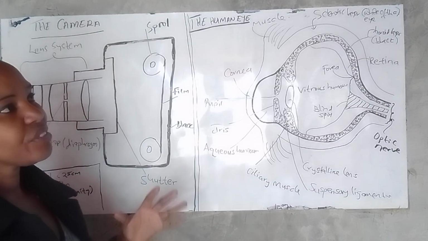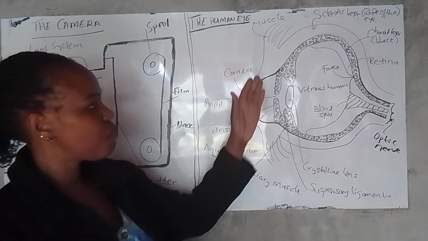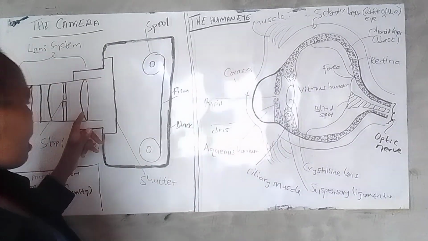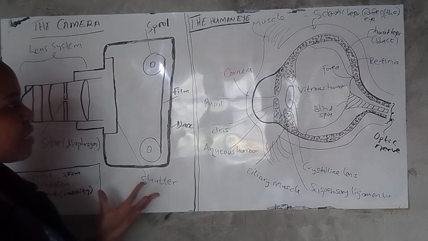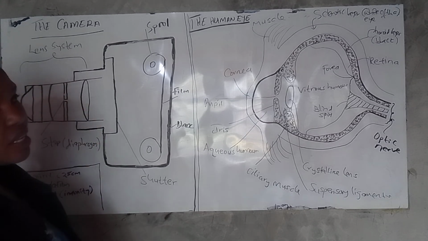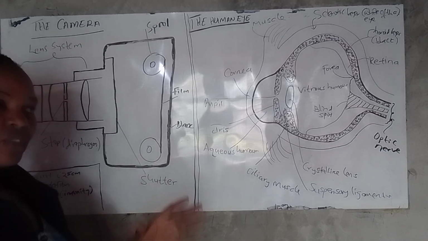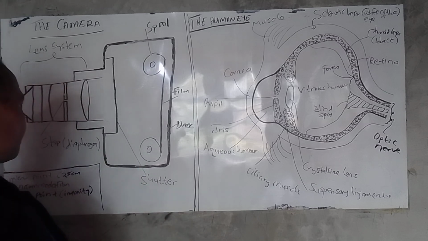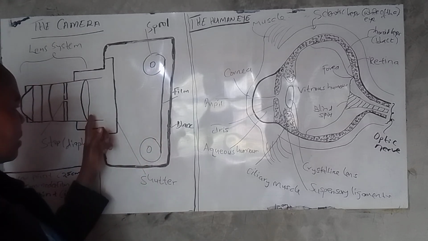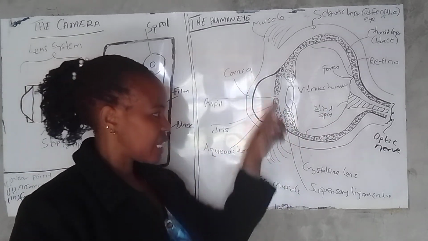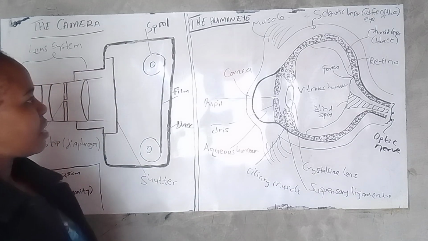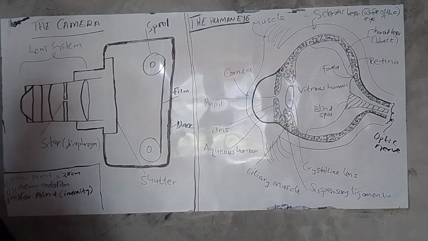The lens, we said, changes shape depending on the movement of the ciliary muscles. But the lens of the camera is fixed, and so its focal length is also fixed. So in the camera we can change the distance, but we cannot change the focal length. In the eye, we cannot change the image distance, but we can change the focal length. I don't see any other main difference between the two.